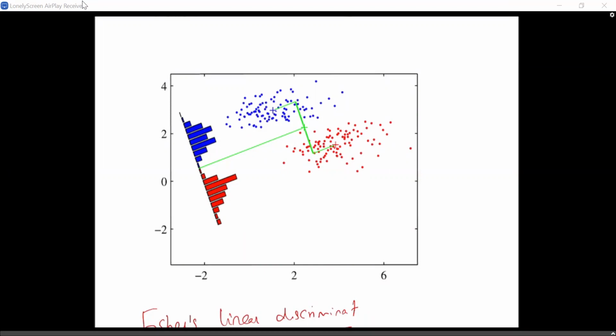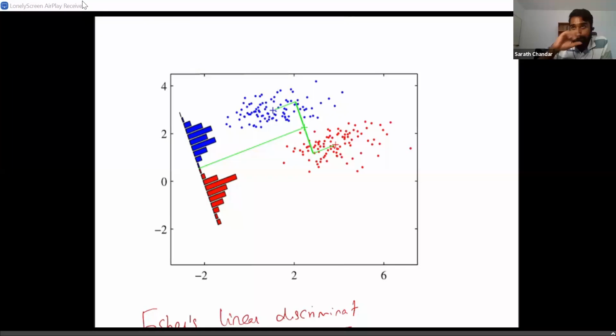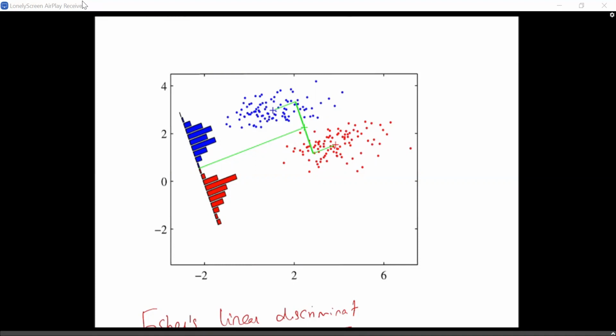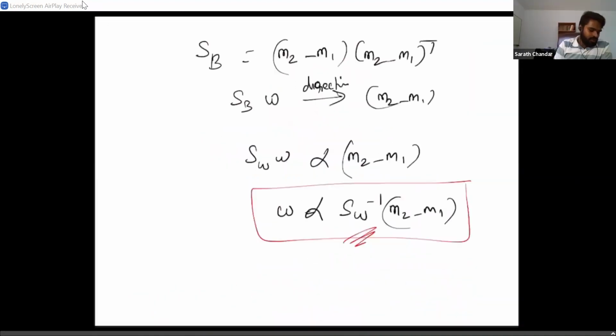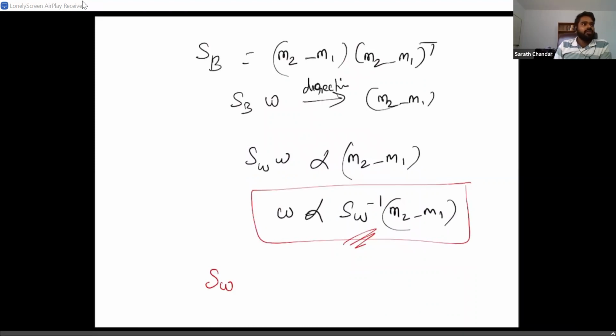Okay, so I think most of them are answered. So, is algorithm one a special case of Fisher's algorithm? Yes. Especially when your within class covariance is isotropic, then this S_W is proportional to the unit matrix. In that case, it's just the same algorithm. Okay.